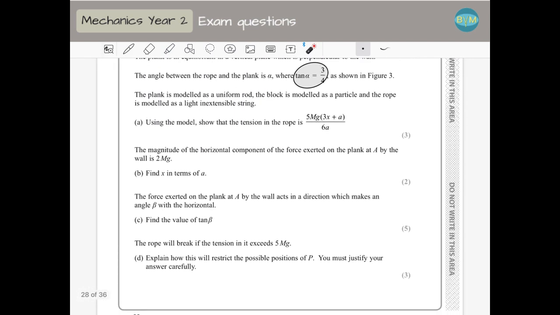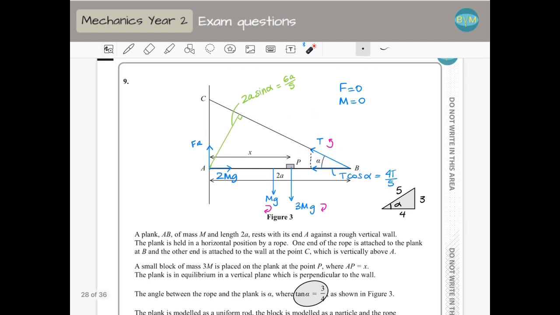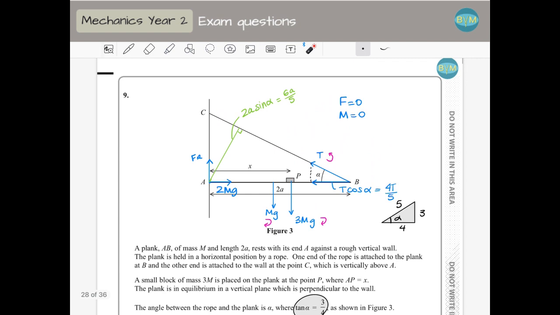Then the next one is the force exerted on the plank at A by the wall acts in a direction which makes an angle beta with the horizontal. We need to find that beta. They are talking about the combination of these two forces, right? The combination of these two forces make an angle with the horizontal, which is beta, and we need that one. So these are like the two components of my combined force in A.